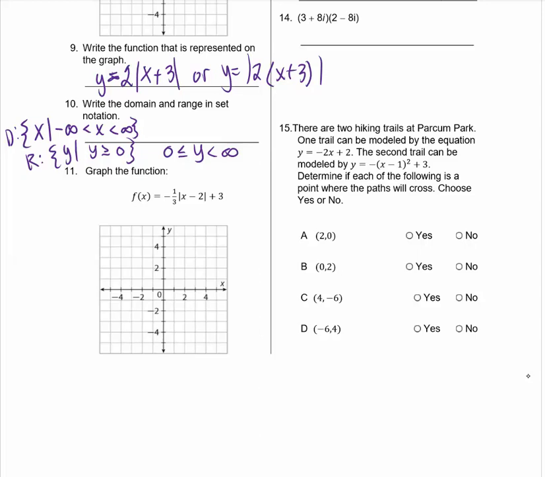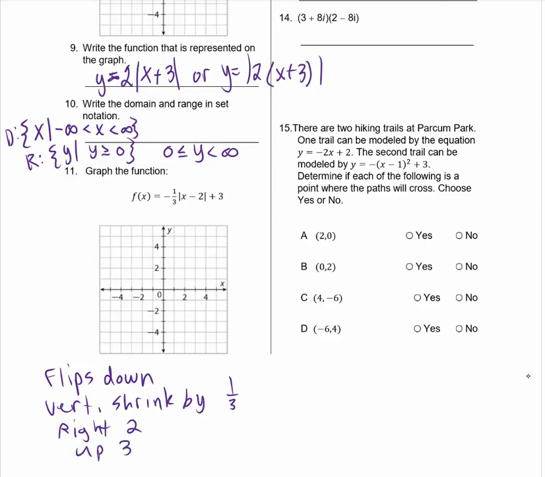We've got to graph this function on number 11. So here's what is happening. The negative at the very front flips it down. And the 1/3 is a vertical shrink. Absolute values have the unique property that you can basically think of negative 1/3 as a slope for 1/2 of your graph. The x minus 2 means that we're going to the right 2 because it's the opposite of negative 2. And the 3 on the outside is up 3. That's a lot of things to do.